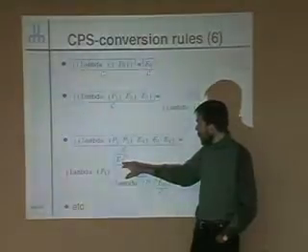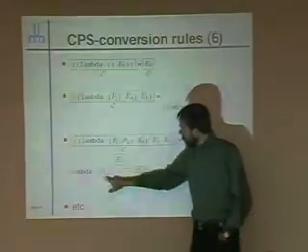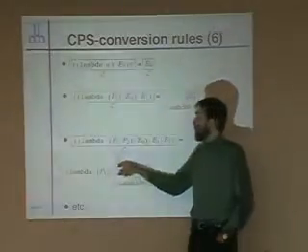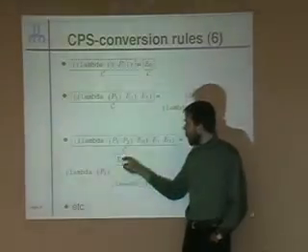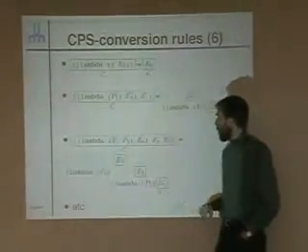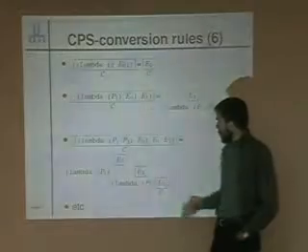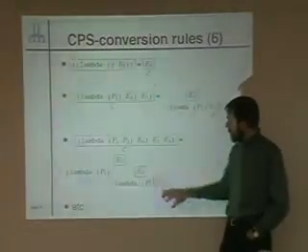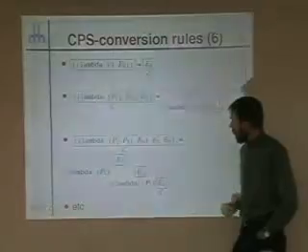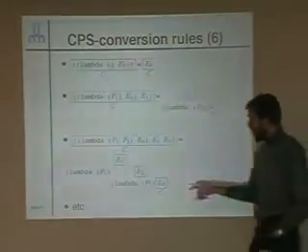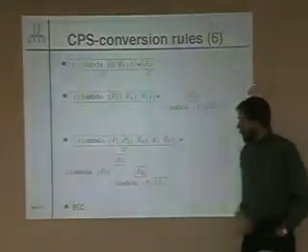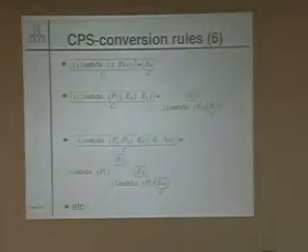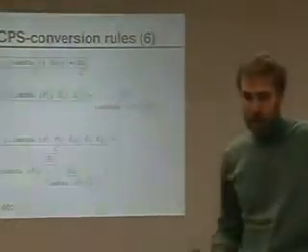You CPS convert E1, and the argument of the continuation is actually the name of the parameter that you have in your let. So here P1 will get bound to the value of E1, and here P2 will get bound to the value of E2, and once these 2 bindings are done, then we can go and evaluate E0 within the continuation K. So more efficient than actually adding a continuation parameter to these lambdas.